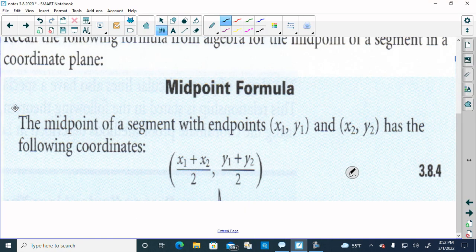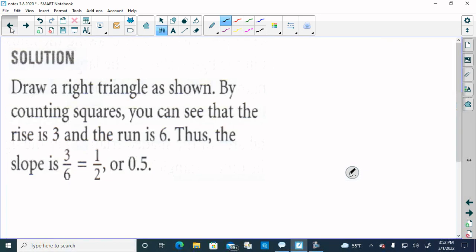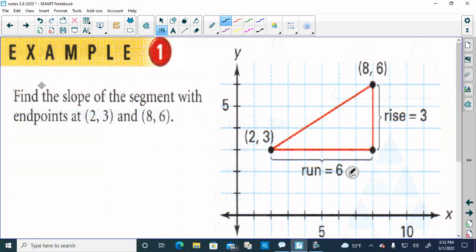Now at this point, we're going to go back and look at the stuff that you have graphed on your graph paper. I'm going back to problem number 1, example number 1. You were told to find the slope of a segment with the endpoints at 2, 3, and 8, 6. If you were to graph on your graph paper 2, 3, here's this point right here. And then 8, 6, so over 8, up 6, so that's this point right here.